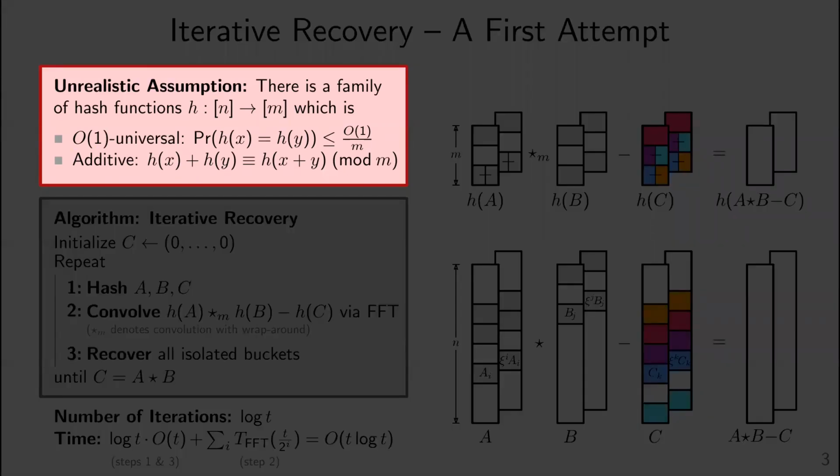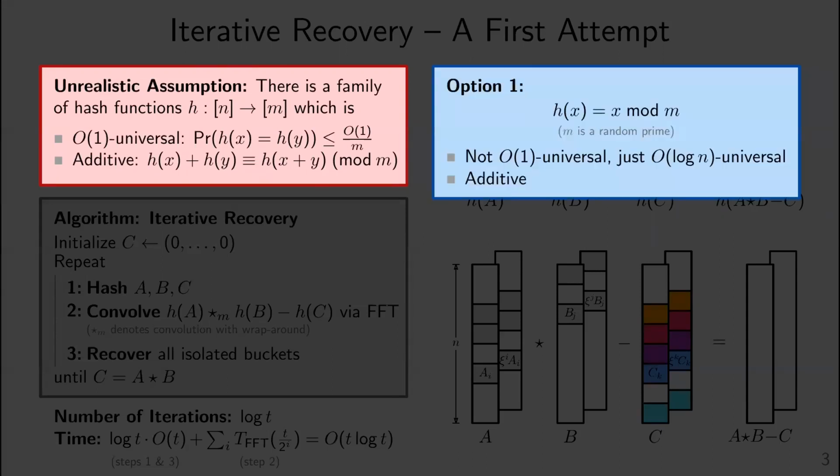So let's see, can we remove this maybe? What actual hash functions exist and what guarantees do they bring? There are two very popular options. The first option is this: h of x is x mod m, where m is a random prime number.